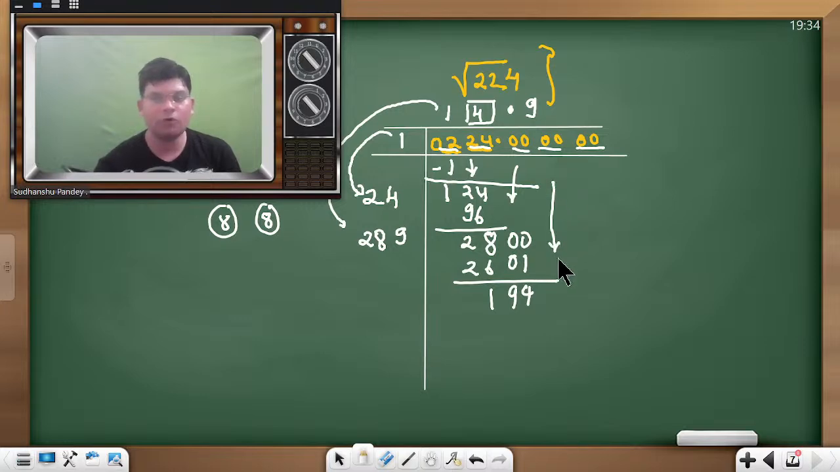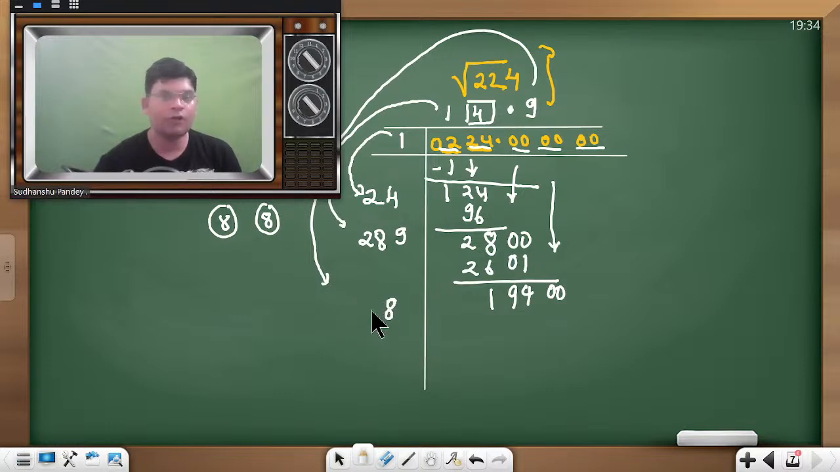Again we will bring down two more numbers. 149. Again 149 will be doubled. So how much will you get? 9 into 2 is 18. 4 into 2 is 8 plus 1, 9. 1 into 2 is 2. Everybody getting it? Yes, sir.